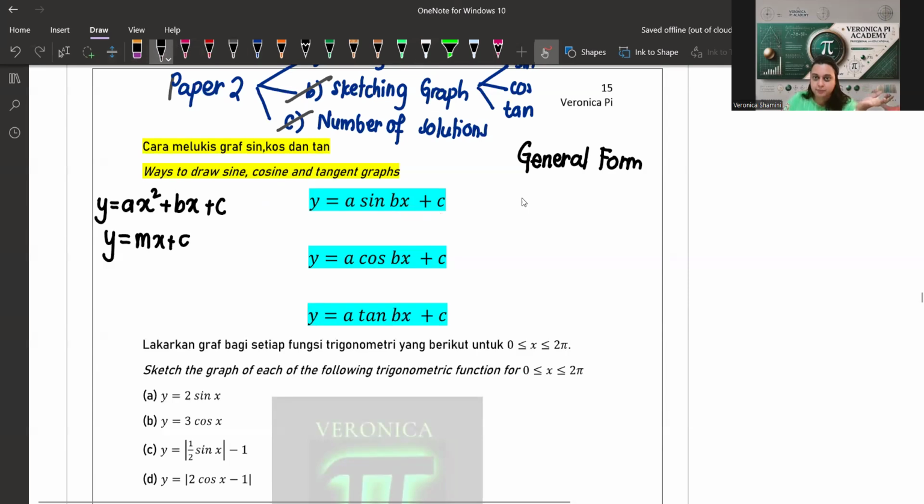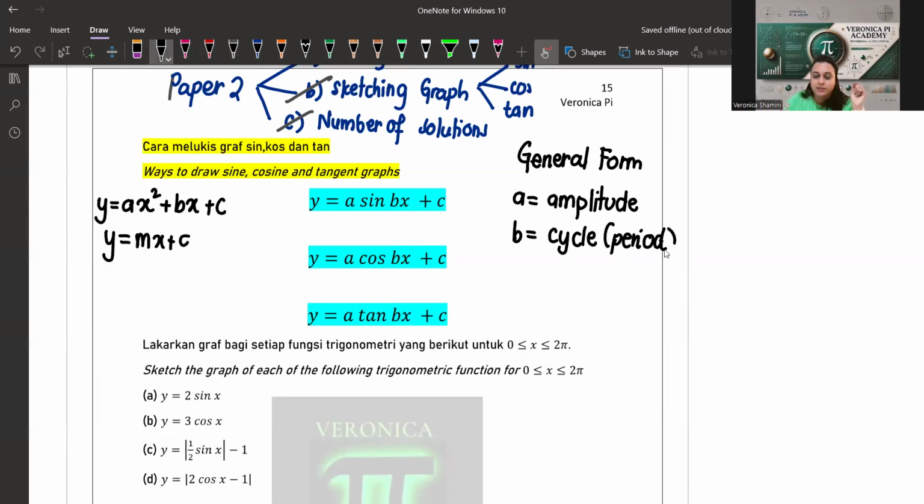What is C? Okay, the A kita panggil sebagai amplitude. Okay, amplitude means the ketinggian of the graph, the height of the graph. Okay, B is the cycle. Cycle kitaran. Okay, cycle is kitaran. Ataupun dalam bahasa Inggeris, another word for this is period. Okay, kitaran. Amplitude is amplitude also in PM. Cumanya dia spelling dia different a bit.